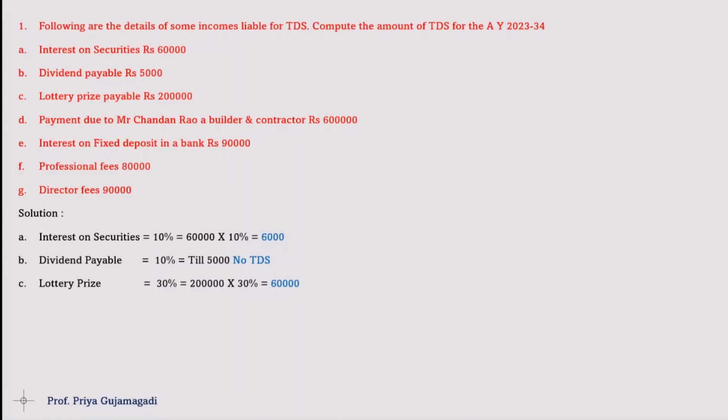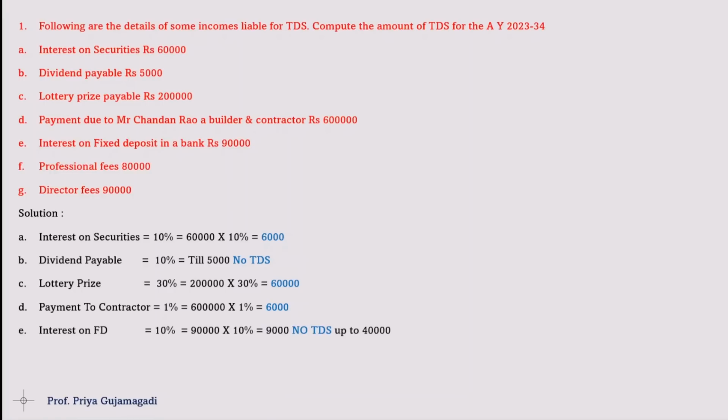Lottery prize, 30% is TDS deductible. So 2 lakh rupees into 30% will amount to 60,000. There is no threshold limit for a lottery prize. So 60,000 is payable. Payment to contractor. As I discussed, he is an individual contractor. So 1% TDS is applicable. 6 lakh rupees into 1%, 6,000 TDS is deducted.